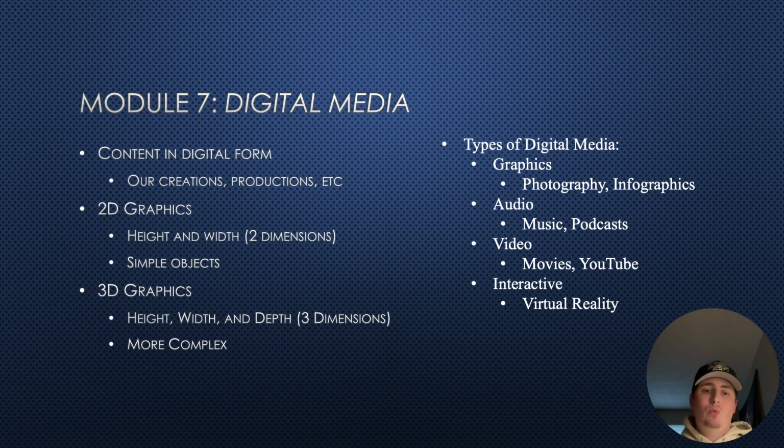But we also need to look at the different types of graphics we can see. There are 2D graphics, which are height and width, two-dimensional, simple objects, no depth, just flat. But then we also have 3D graphics, which is height, width, and depth, which is more complex than 2D because it adds depth to it, which makes it harder to create, which is why, as technology improves, we see 3D graphics showing up more and more.